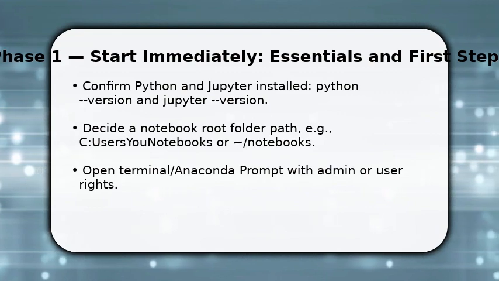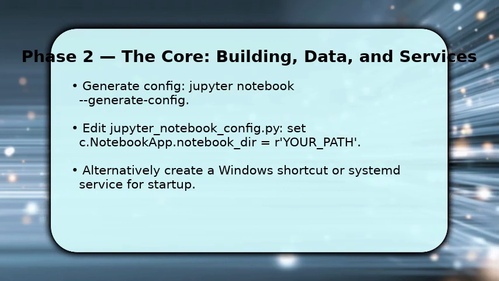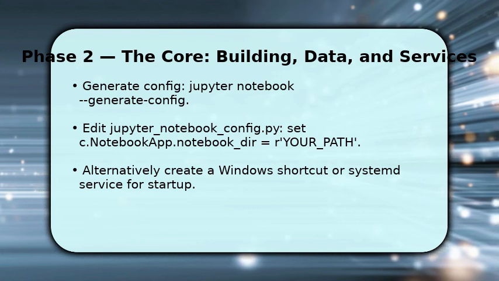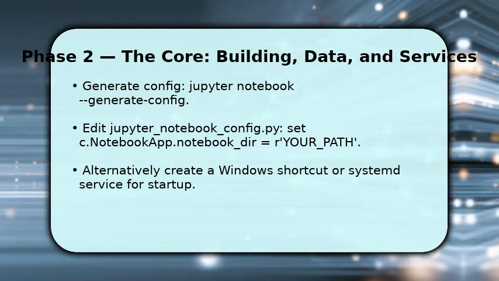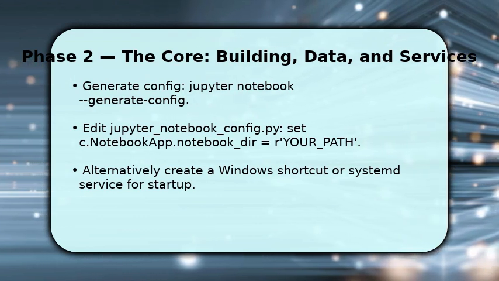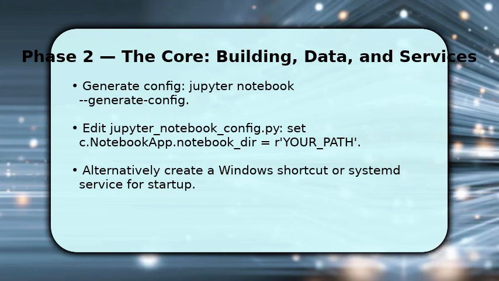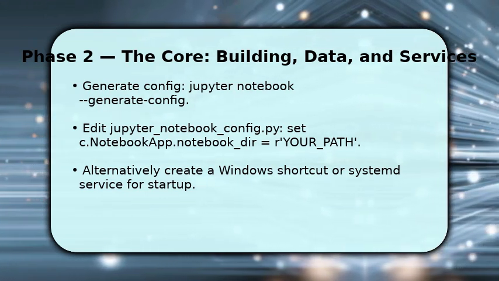You generate a config file with jupyter notebook --generate-config so you can set persistent options. Then open jupyter_notebook_config.py in an editor and change c.NotebookApp.notebook_dir to the folder path you chose. Make sure to use raw string notation on Windows, for example r'C:\users\u\notebooks'. Once done, save the file and start Jupyter to verify.